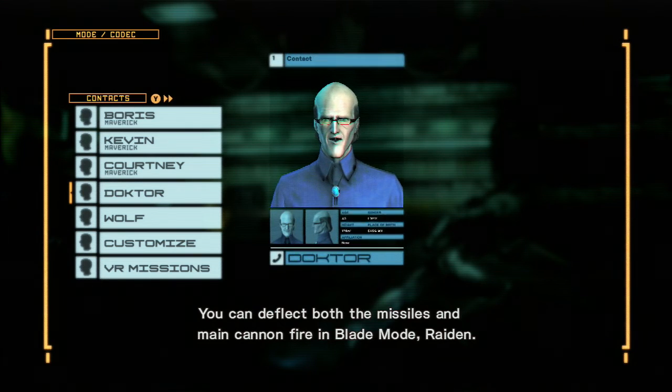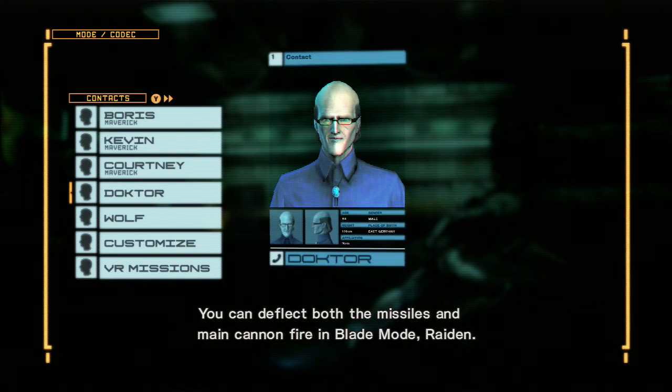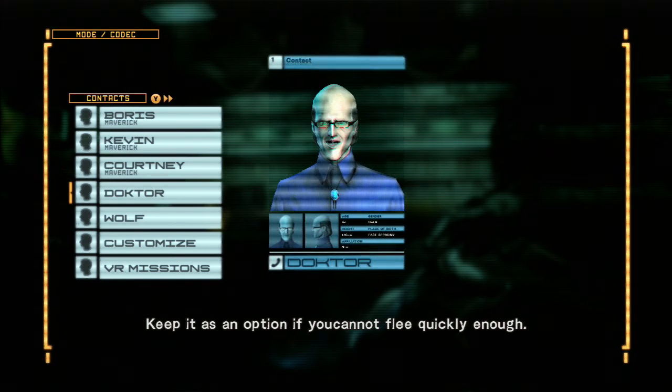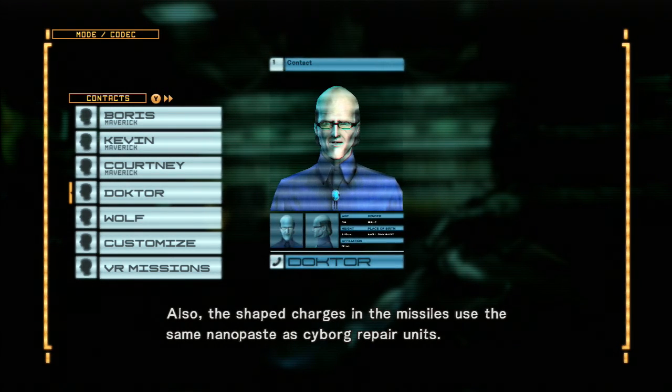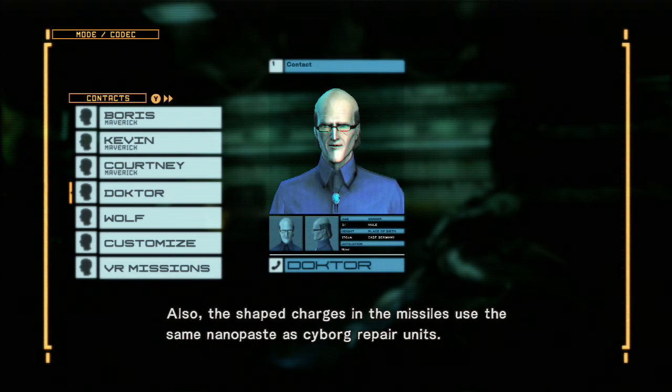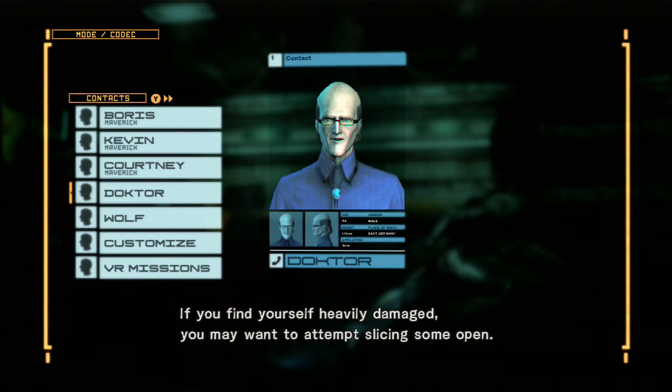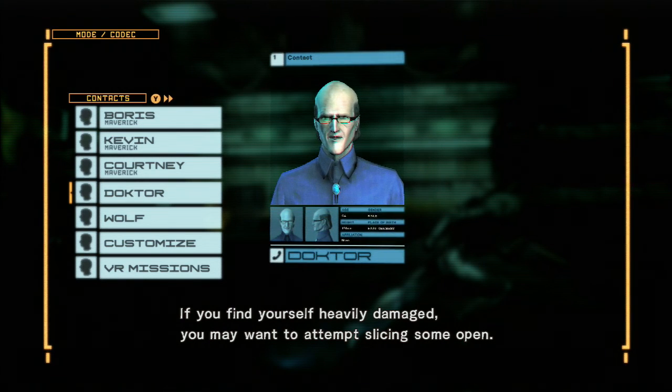You can deflect both the missiles and main cannon fire in blade mode, right? Keep it as an option if you cannot flee quickly enough. Also, the shaped charges in the missiles use the same nano-paste as cyborg repair units. If you find yourself heavily damaged, you may want to attempt slicing some open.